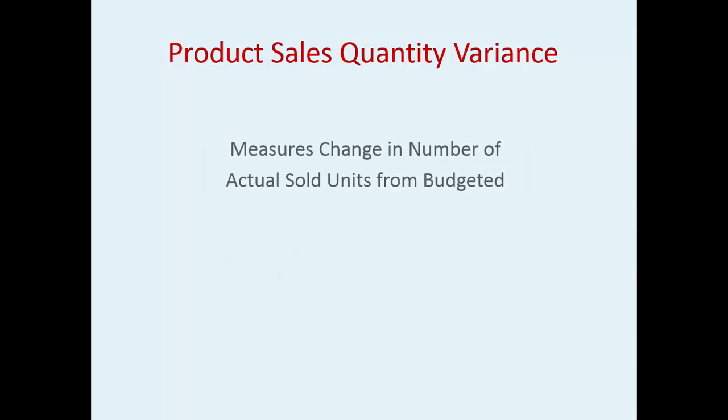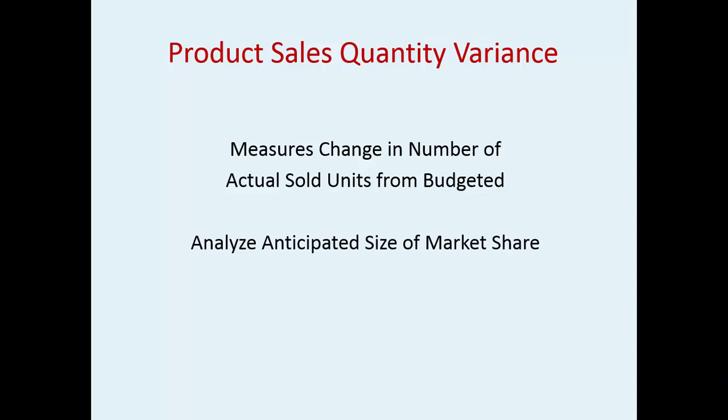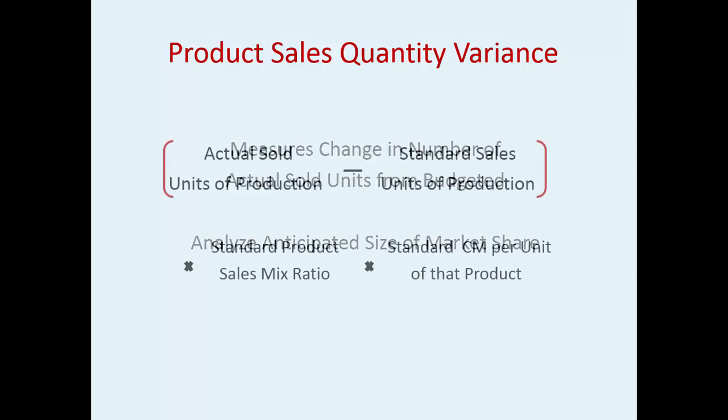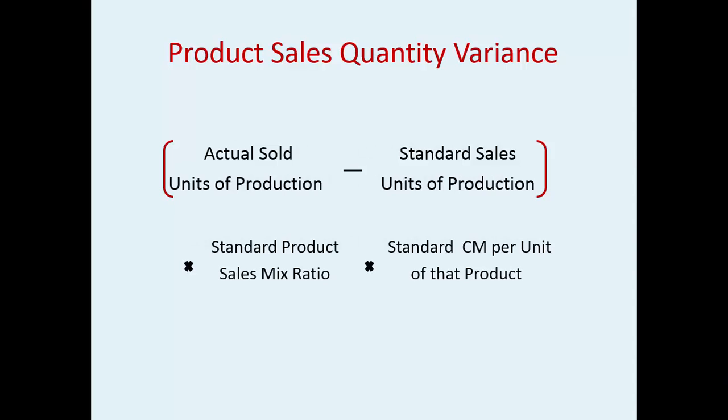You could have a product sales quantity variance, where you're measuring the change in the number of actual sold units from budget. You want to analyze the anticipated size of the market share. And here is another way to calculate the product sales quantity variance. It's the actual units sold minus the standard units sold. Multiply that by the standard product sales mix ratio, and multiply that by the standard contribution margin per unit of that product. That's how you'll come up with that variance.